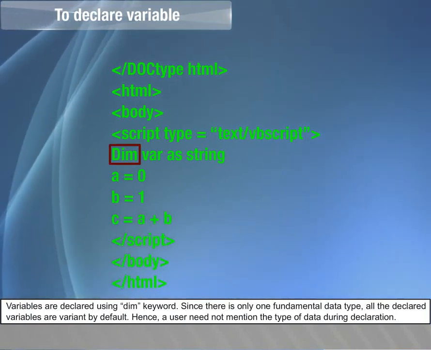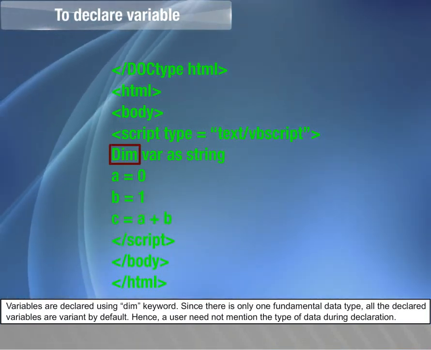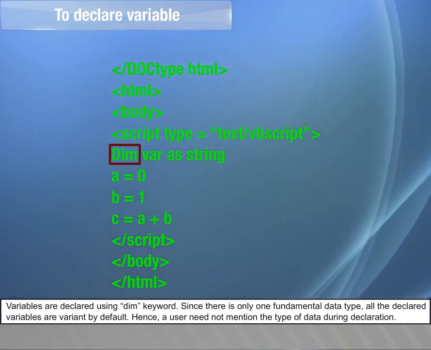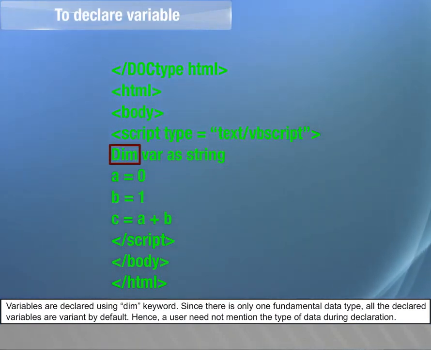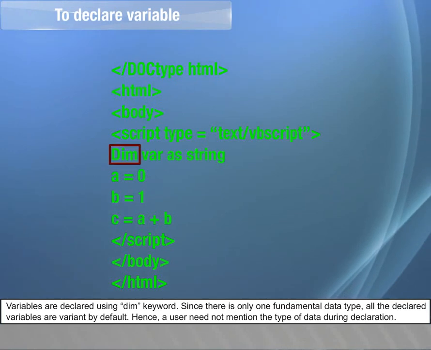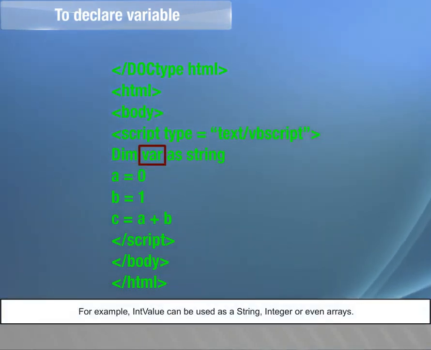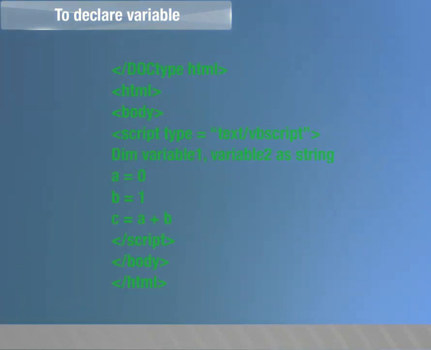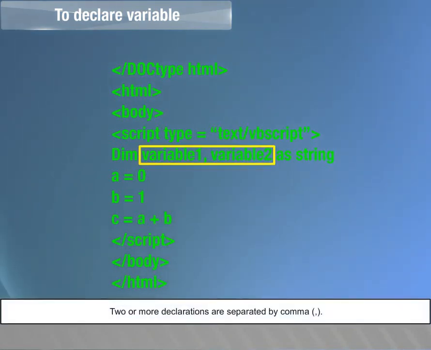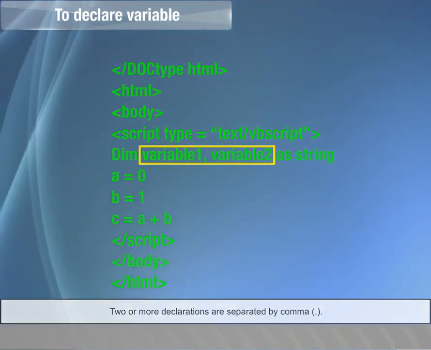are declared using dim keyword. Since there is only one fundamental data type, all the declared variables are variant by default. Hence, a user need not mention the type of data during declaration. For example, int value can be used as a string, integer, or even arrays. Two or more declarations are separated by comma.